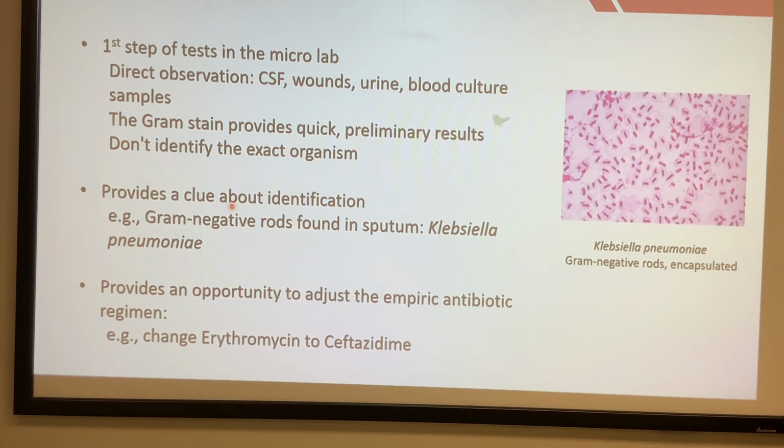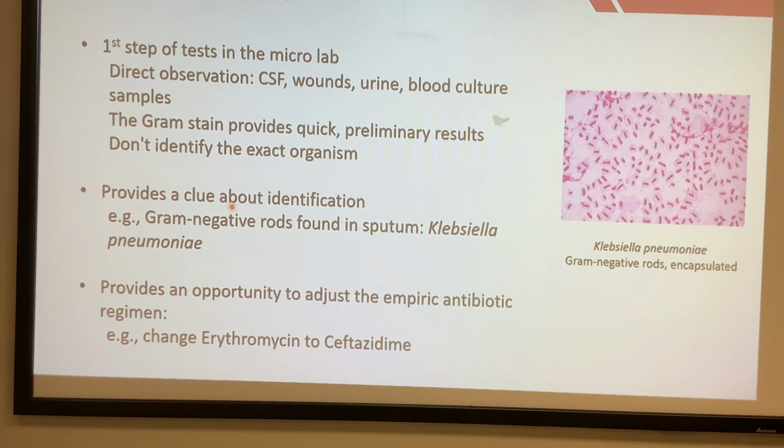But looking at the gram stain will provide a certain amount of information and give you a clue about what I'm handling, or what I'm probably handling, right? So if you see gram-negative rods in a sputum sample, and especially if they have the encapsulated feature on the gram stain, a lot of the time it is Klebsiella pneumoniae, right? You have this ping in your head: oh, probably that. Then what do I need to do?